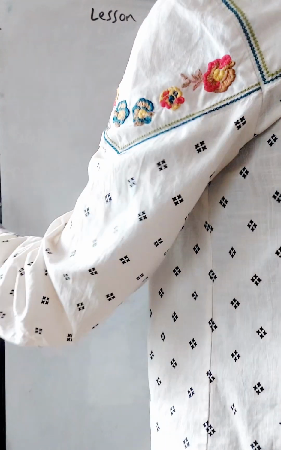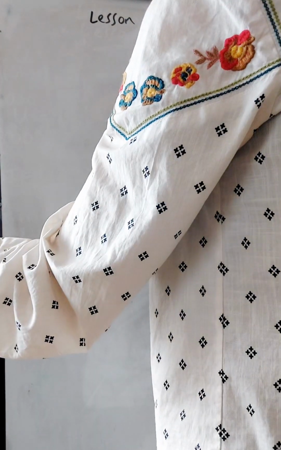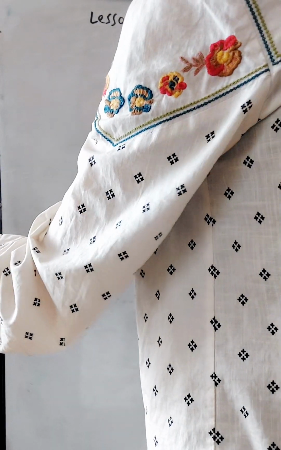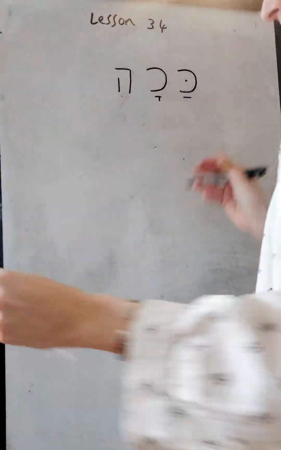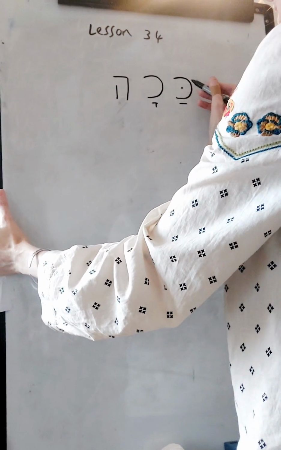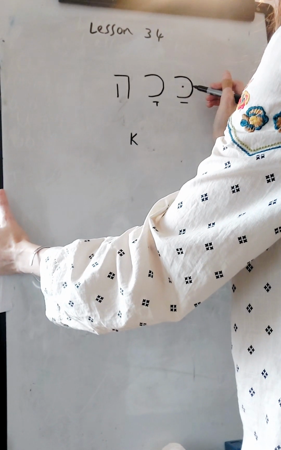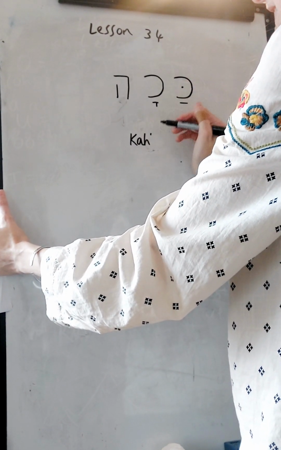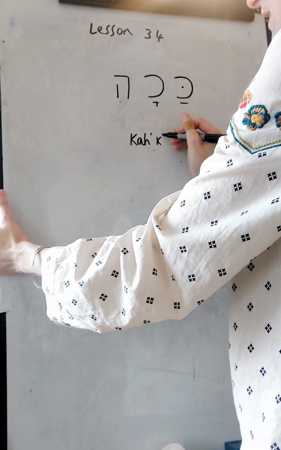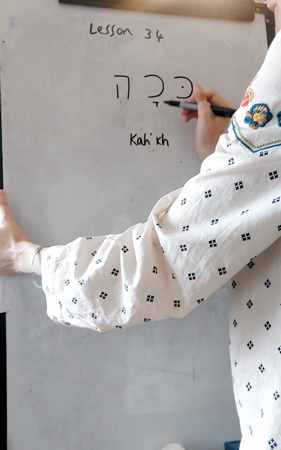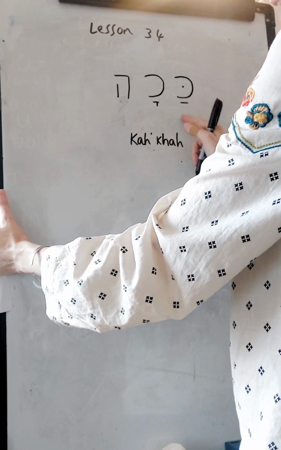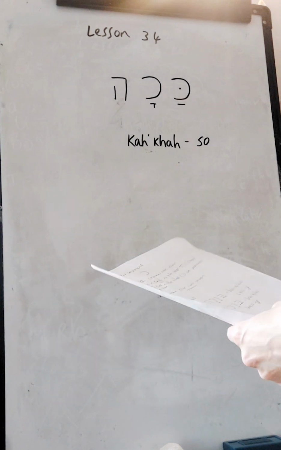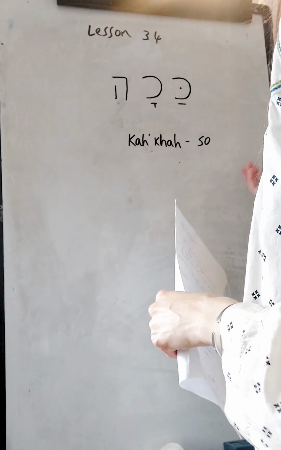The other one we're going to do is to practice another word. Okay, the khaf sounds as kha, so consonant sound, kha, vowel sound, A. Go to the next consonant. It's the khaf again, sounds as kha, vowel sound, A. Kha kha. And that means in English, so. So if we said so, kha kha.